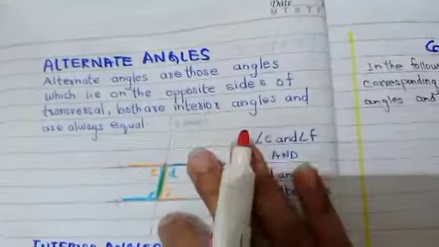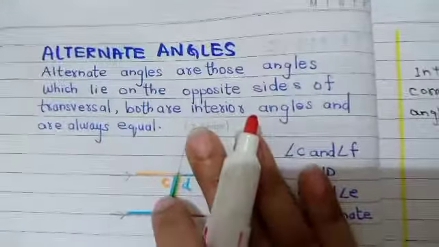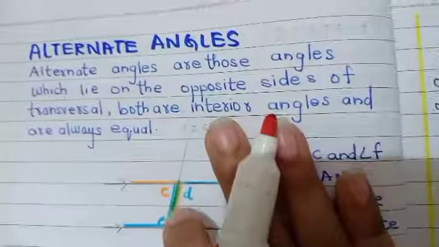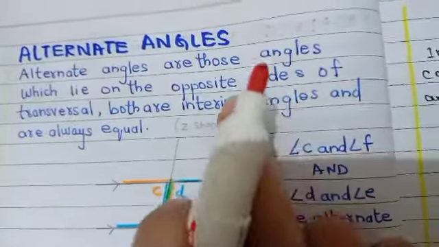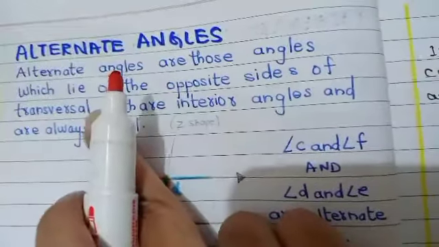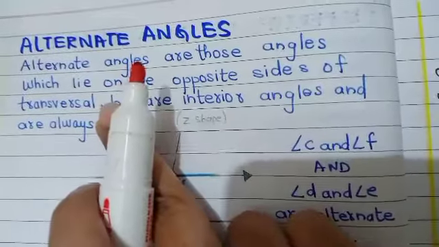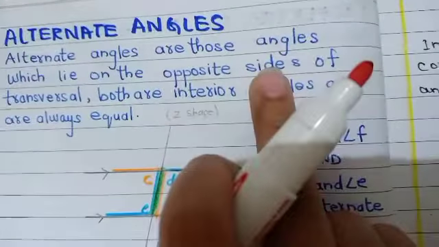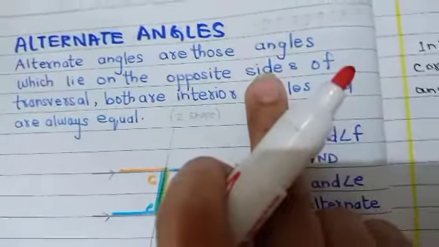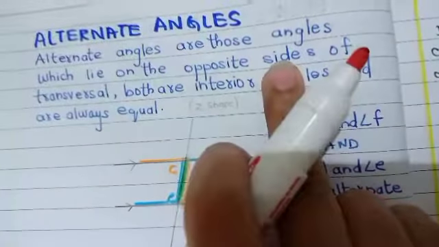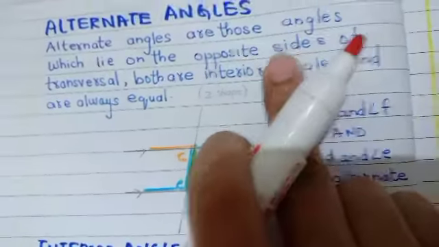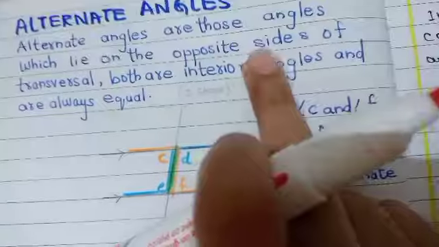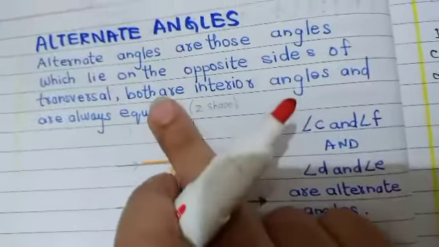Okay, now let's look at alternate angles. So what are alternate angles? Alternate angles are those angles which lie on the opposite sides of the transversal. First thing you have to remember is that they lie on the opposite side of the transversal. In corresponding angles, we learned that they lie on the same side of the transversal. Here we come to know that they lie on the opposite sides of the transversal.